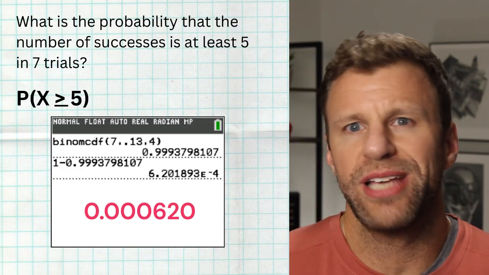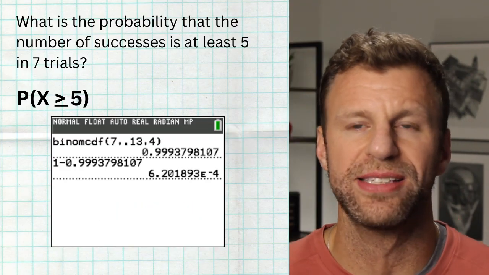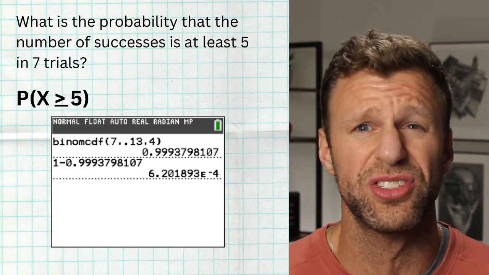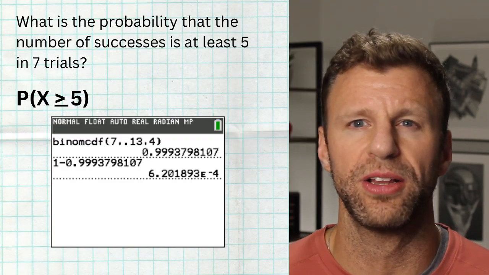Why? Well, remember, David only makes 13% of his shots into the bullseye, so getting 5, 6, or 7 out of 7 shots is probably going to be pretty unlikely. But the commands on your calculator are really awesome. They're very useful if you know how to use them. So use them to your advantage, especially on a multiple choice question where you don't even have to show work.